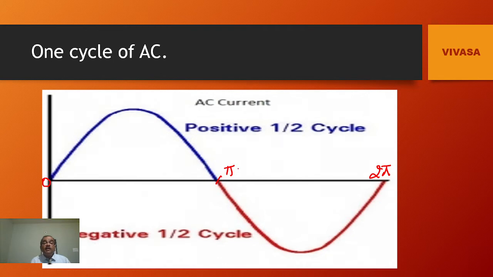But this one complete cycle is divided into two parts: the positive half cycle here and the negative half cycle here. The upper half is called the positive half cycle, from 0 to pi, and pi to 2 pi is the negative half cycle, the lower part like this. AC completes one cycle of 360 degrees. 0 to pi is 180 degrees and it is a positive half cycle, and the one below is a negative half cycle.